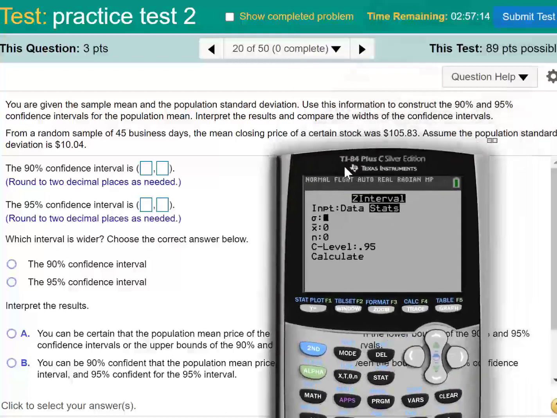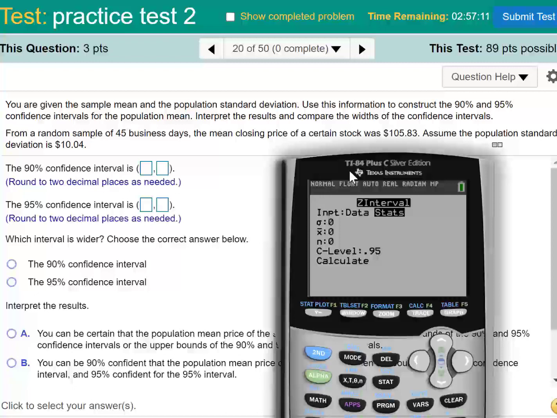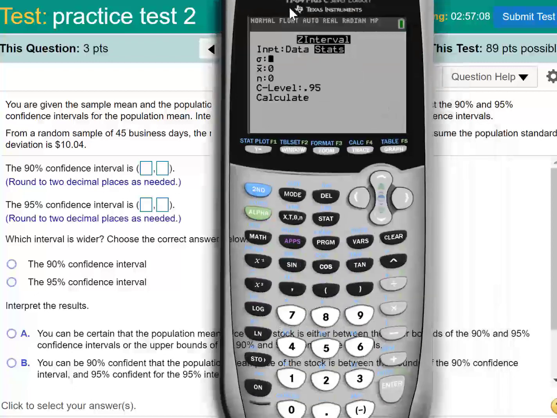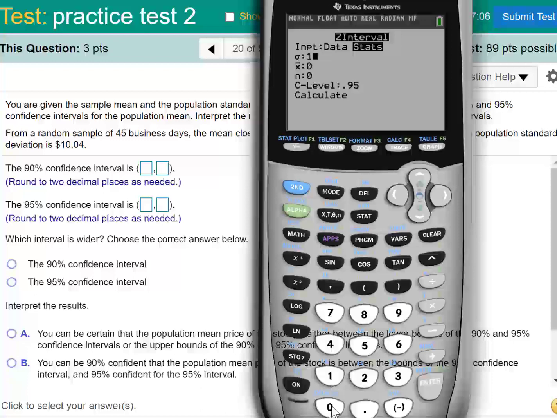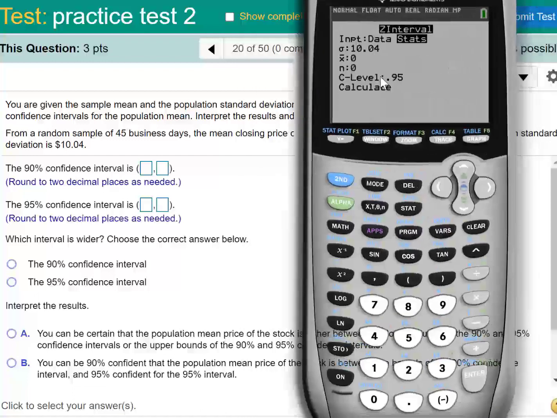For a random sample of 45 business days, the mean closing price of stock is 105.83. Assume that population standard deviation is 10.04. And then X bar is 105.83. N is 45. And now we will need confidence at 90% and then 95%. So, excuse me, here's the interval.